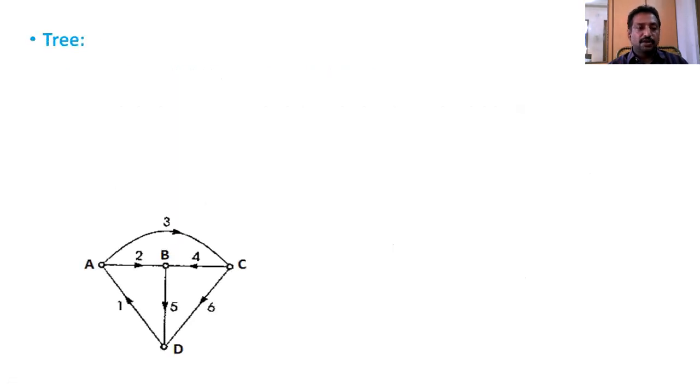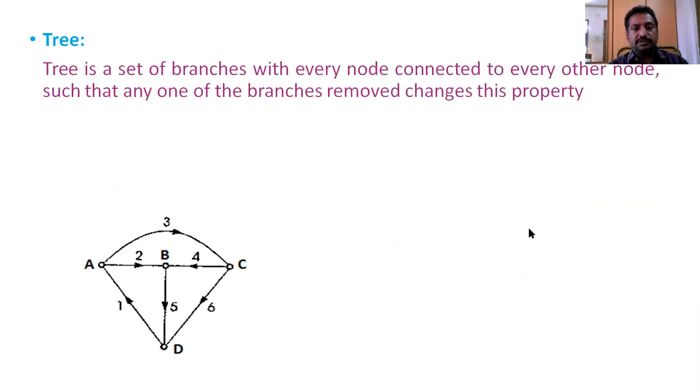Tree. What is a tree? See here, this is a graph. From the graph, we can identify trees. Tree is a part of graph, no doubt about it. But in this tree, we should follow some properties also.